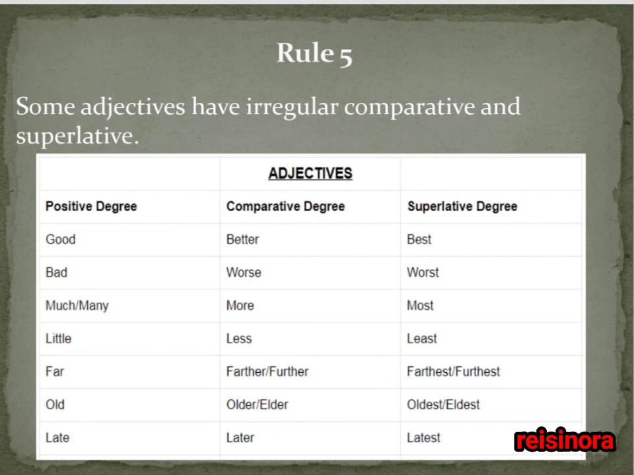Far itu komparatifnya boleh farther with a atau further with u. Superlatifnya farthest or furthest with u. A or u, it's fine. For old, comparative older or elder, the superlative oldest or eldest. And then the last, late, the comparative is later and the superlative is latest.